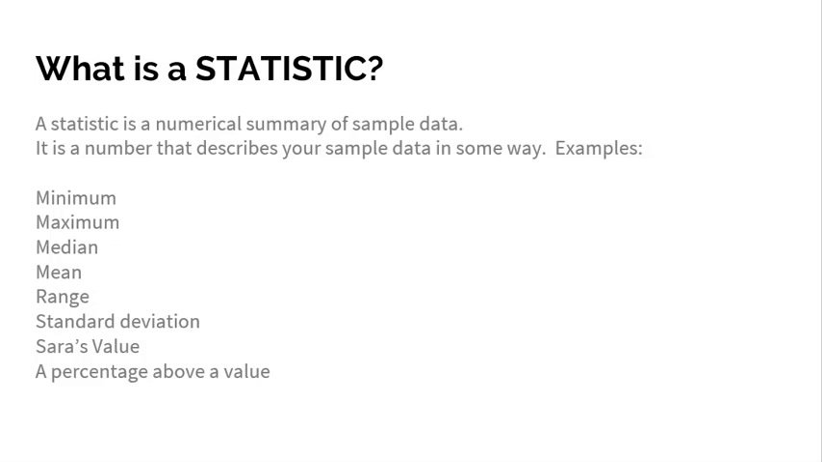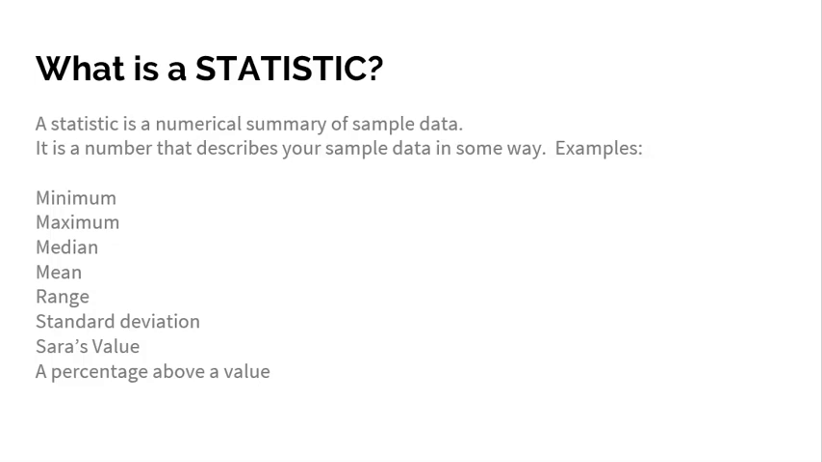So a statistic is, again, any number that represents your data in some way. Here's a couple examples that you might have heard of and maybe you haven't. The min, that is one value that is the lowest of all the data. That is a statistic. Why? Because it's a number that came from a sample. The max, that's a statistic from a sample. The median, the mean, the range, standard deviation, Sarah's value. Now you might be like, Sarah's value? What I mean by that is any one particular value is a statistic. Why? Because it comes from the sample data and it somehow represents or describes that data.